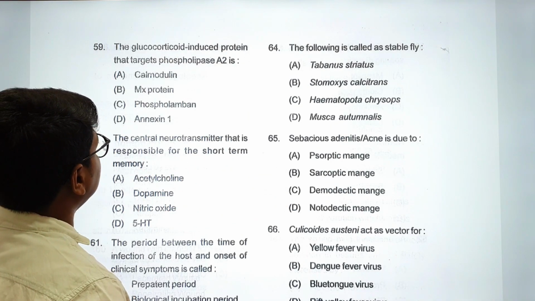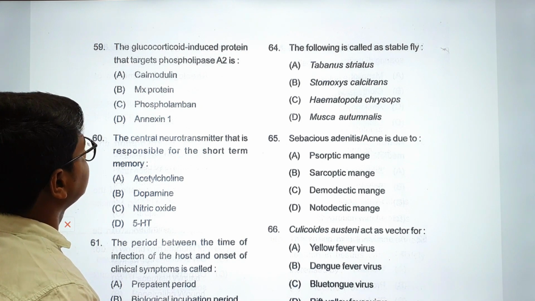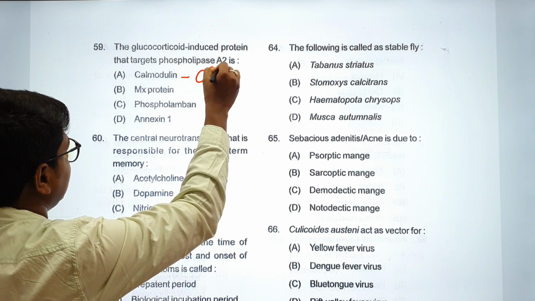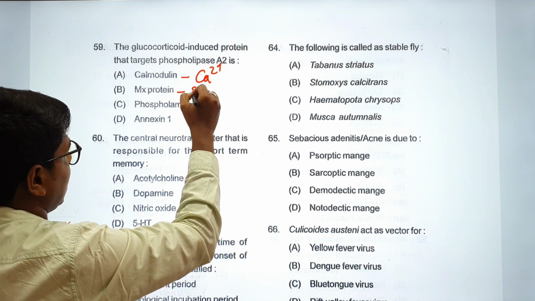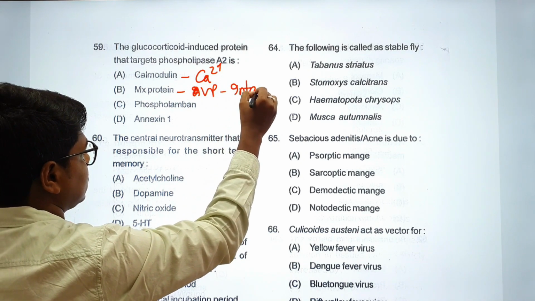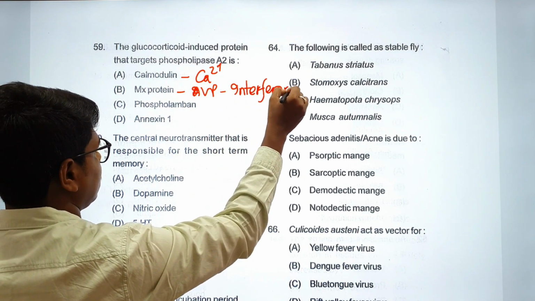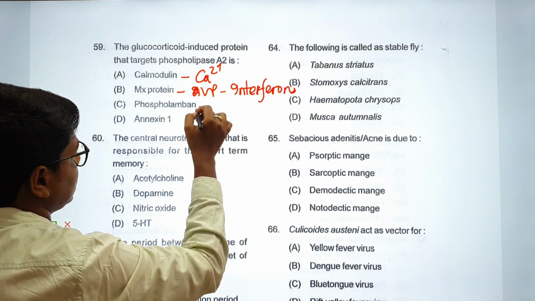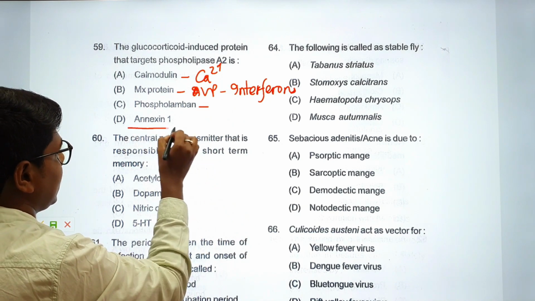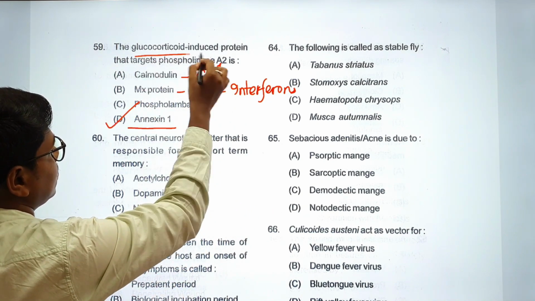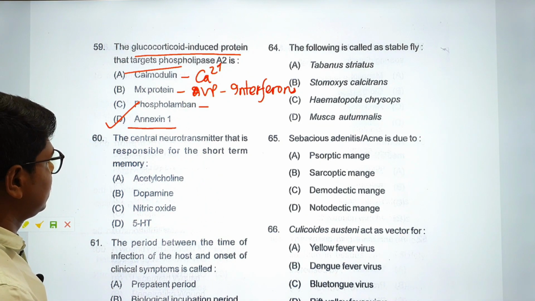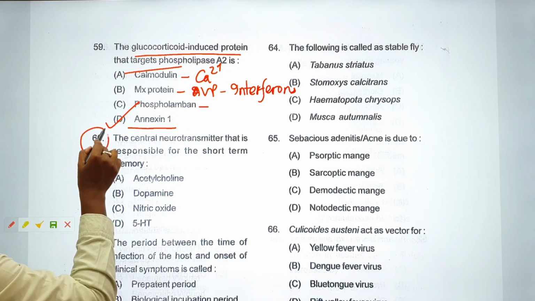The glucocorticoid induced protein that targets phospholipase A2. Calmodulin is calcium binding protein. MX protein is antiviral protein which is activated by interferon. Phospholamban, this one is a membrane binding calcium channel regulator, and annexin 1, this one is the glucocorticoid induced protein that targets phospholipase A2.